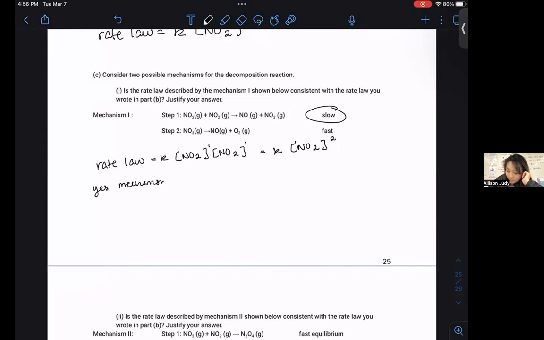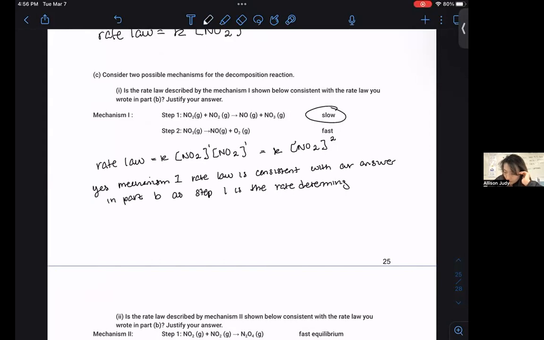And what we would say is yes, mechanism 1 rate law is consistent with our answer in part B, as step 1 is the rate determining step and displays a second order reaction with respect to NO2.